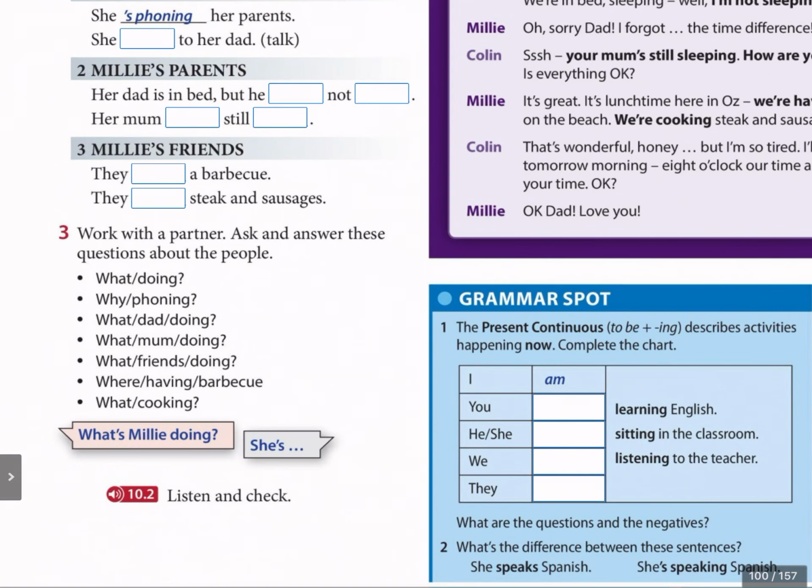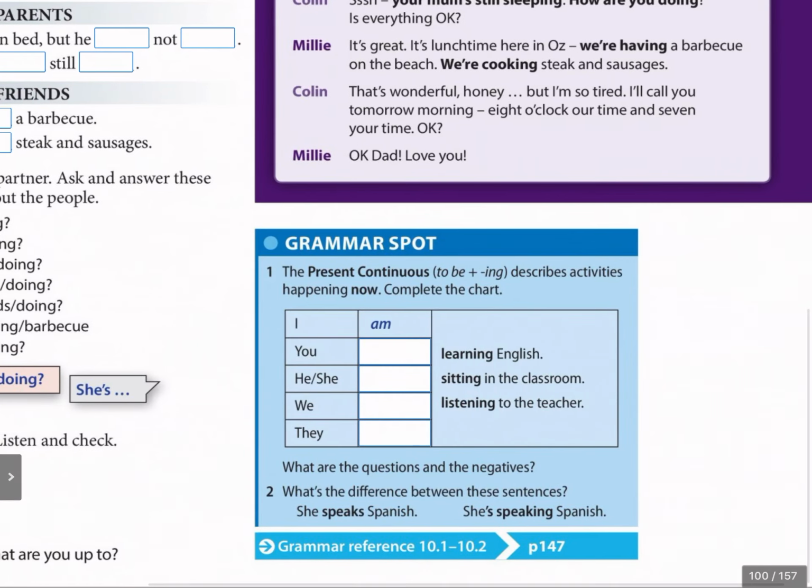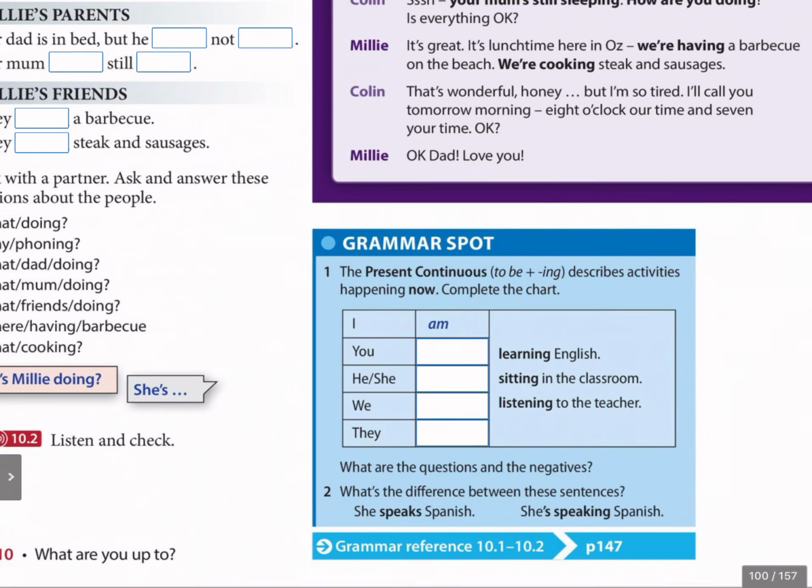Now, let's just have a look at the grammar spot where we have some details about this verb tense. It is called present continuous, as you can see. It uses the verb to be plus ing as a suffix added to the main verb at its infinitive form. It says it describes activities happening now at this moment. And then the grammar spot asks you to complete the chart that we have here. We just need to add the verb to be, which is quite easy because we already know it.